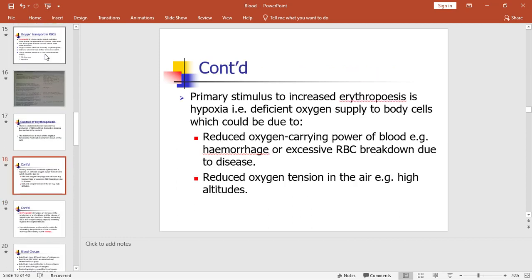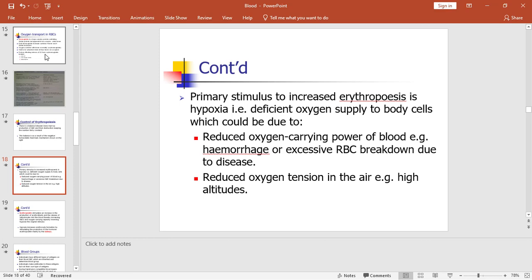I'd like to quickly jump to slide 18. The production of red blood cells, by the process of erythropoiesis, is controlled by a stimulus that makes the body produce more and more red blood cells, and that stimulus is a response to hypoxia. Hypoxia is basically a deficiency of supply of oxygen to the cells of the body.